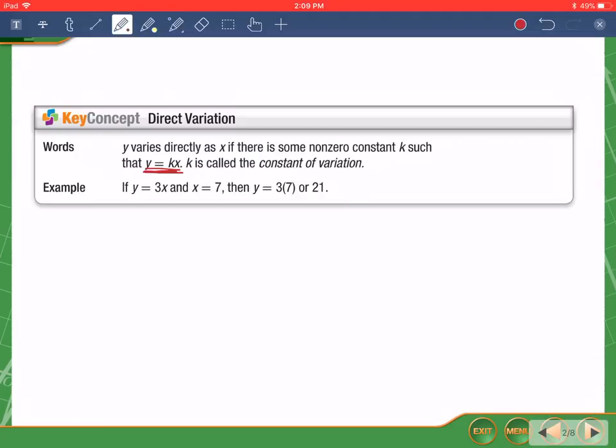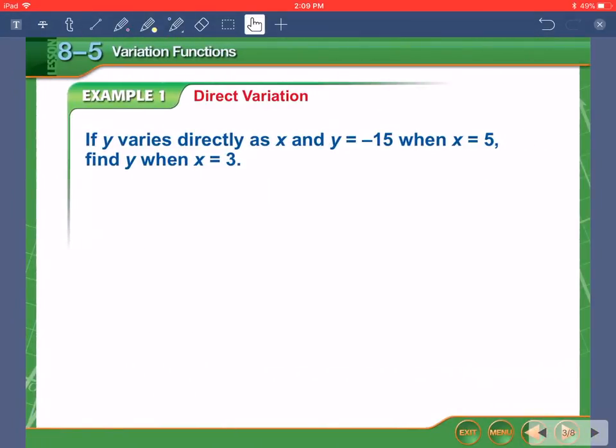Okay, so it's your change. All right, so that's for direct variation. So your equation is y equals k times x for direct variation. So if y varies directly as x and y equals negative 15 when x equals 5, we want to find y when x equals 3.